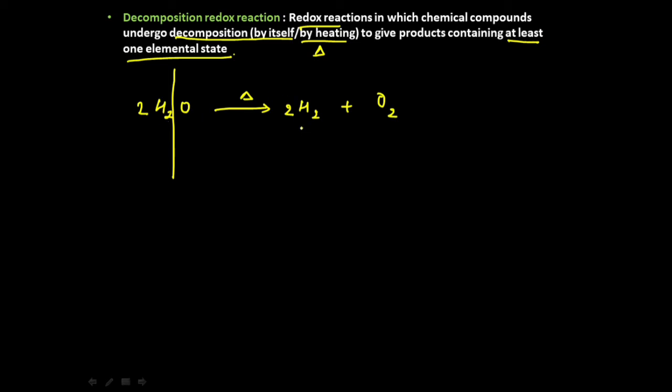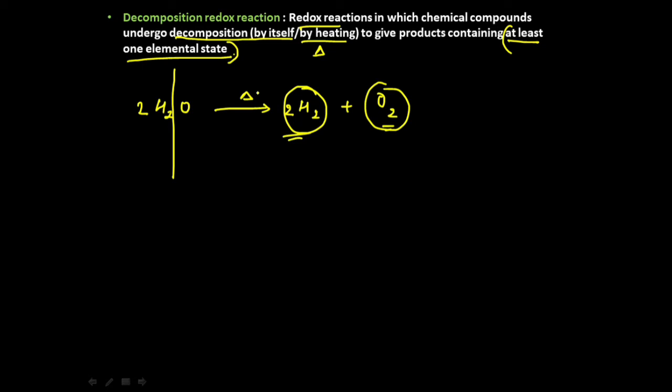In order to form hydrogen and oxygen, it is giving at least one elemental state. See here, we have hydrogen in the form of an elemental state and oxygen in the form of an elemental state. So after decomposition, it gives at least one molecule in an elemental state.